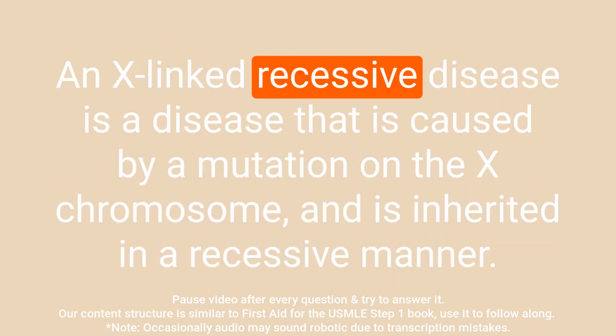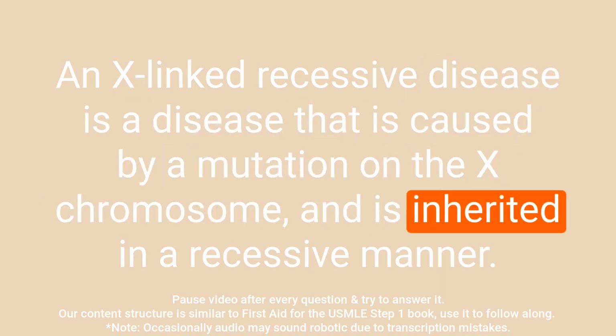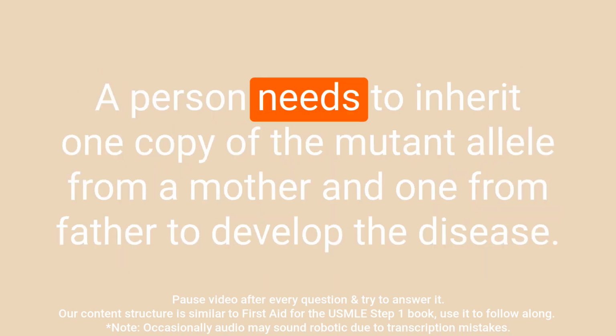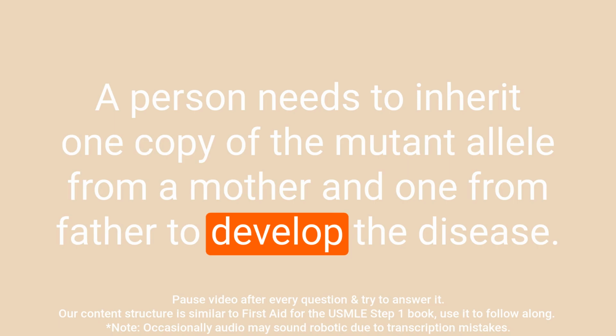An X-linked recessive disease is a disease that is caused by a mutation on the X chromosome and is inherited in a recessive manner. A person needs to inherit 1 copy of the mutant allele from a mother and 1 from a father to develop the disease.